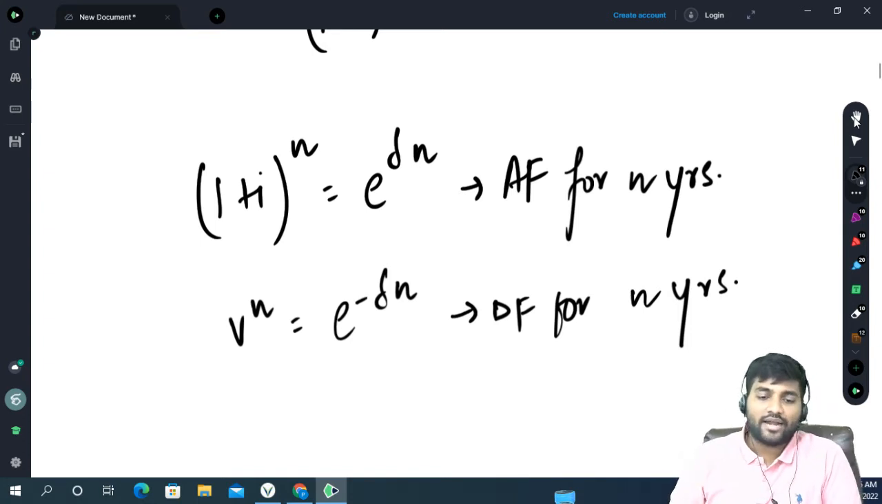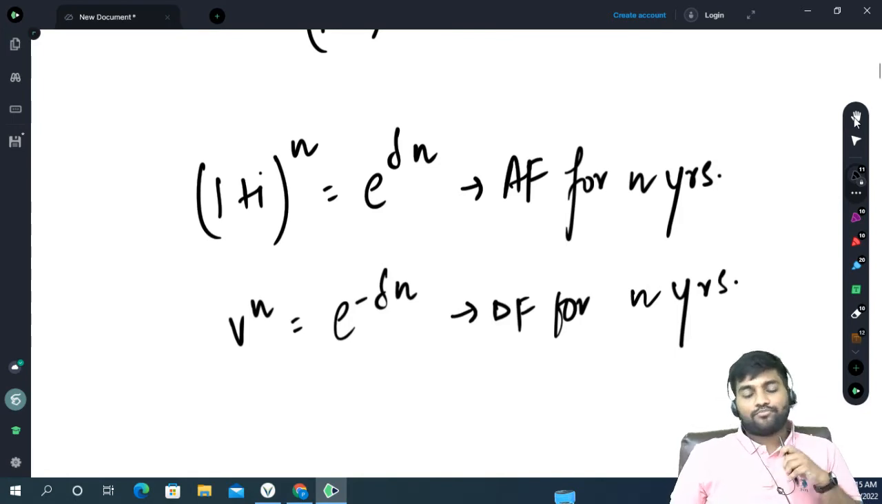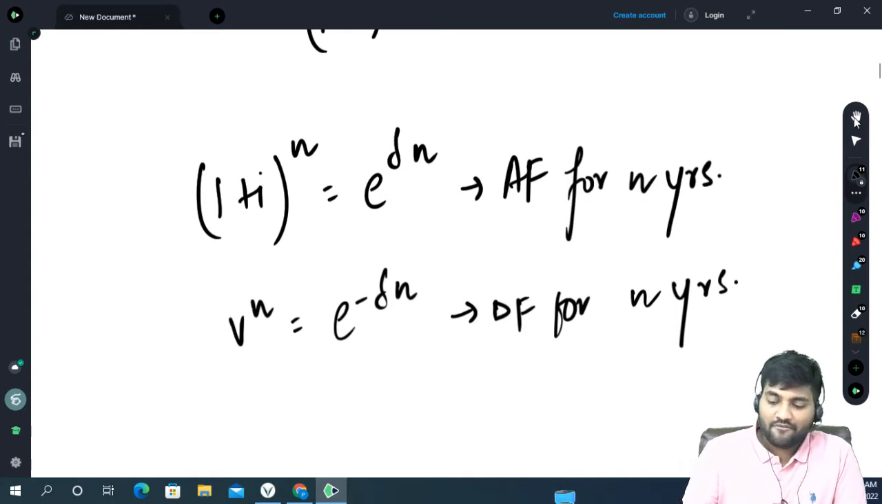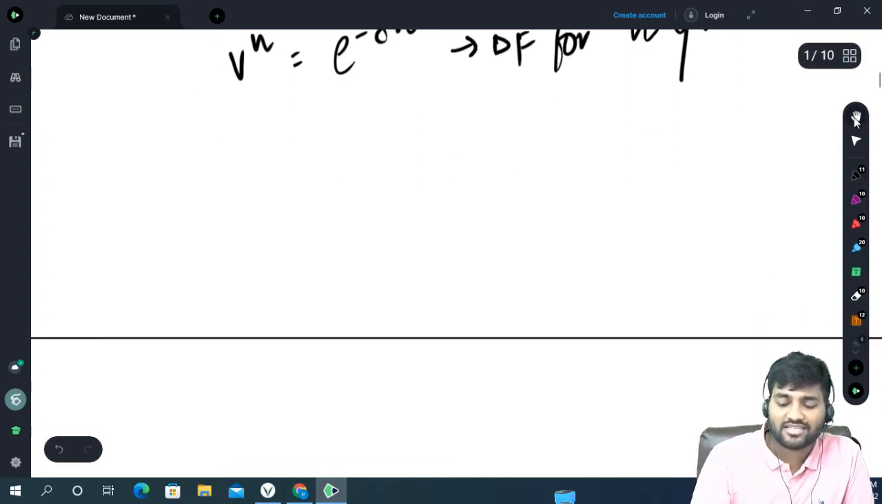One more thing that we need to write is note. Write down: in discrete, we use summation. In continuous, we use integration. Now, what does this mean? This is a very important line. Listen. Now force of interest has two aspects, okay?